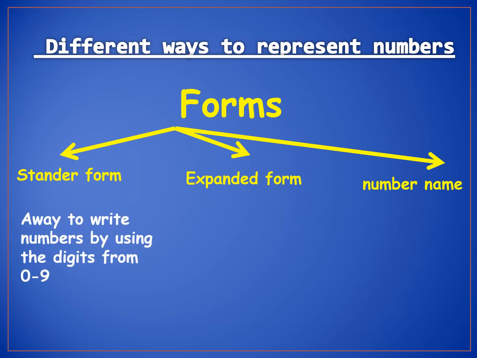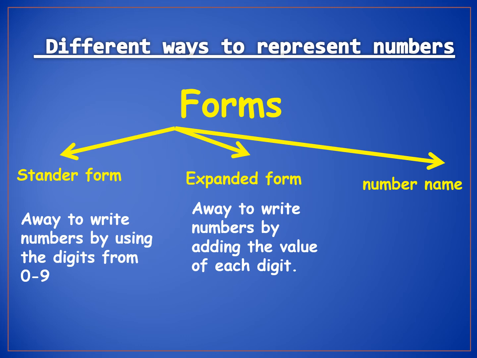For the standard form, guys, that's a way to write numbers by using digits only. If you want to write the standard form of any number, just write that number in digits. What about the expanded form? Only write the value of each digit in the number separated by plus signs, adding the value of each digit. What about the number name? Only write the number in words.